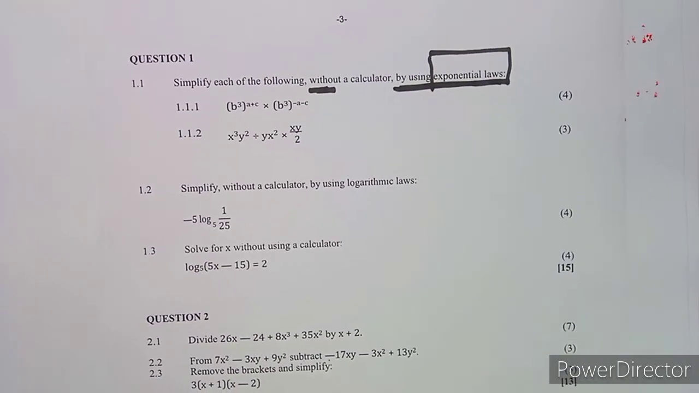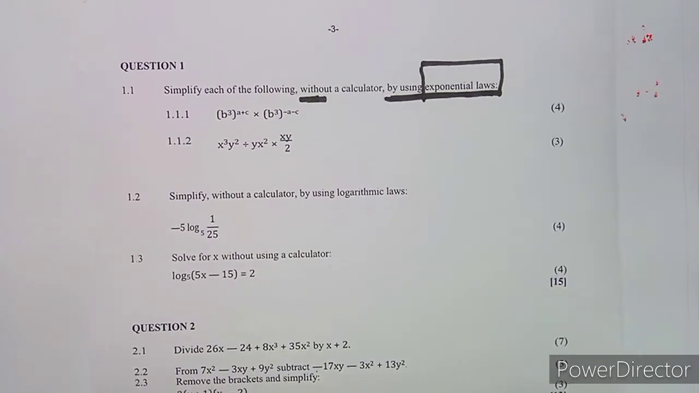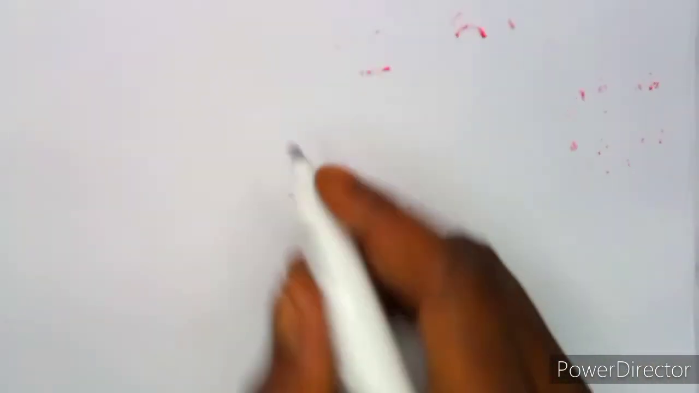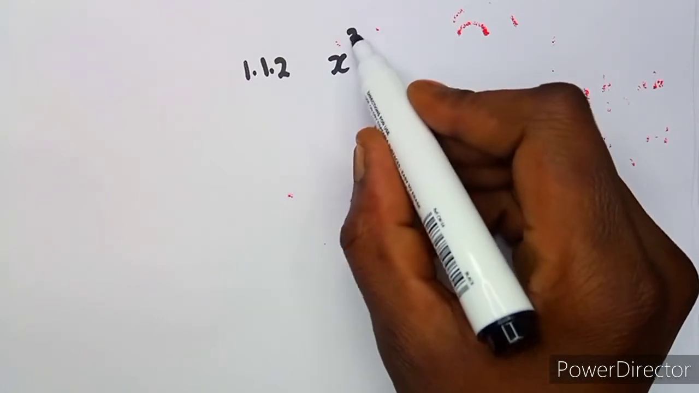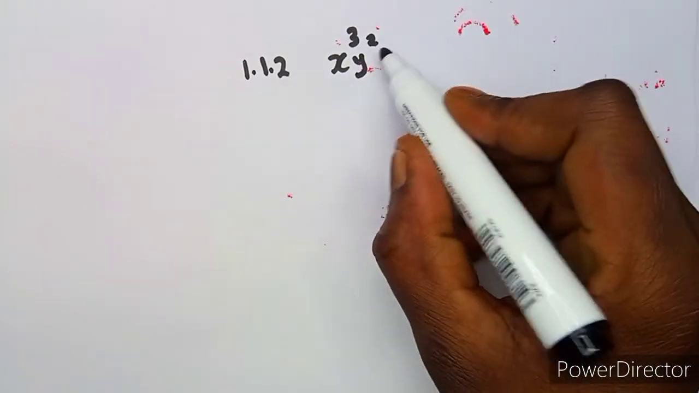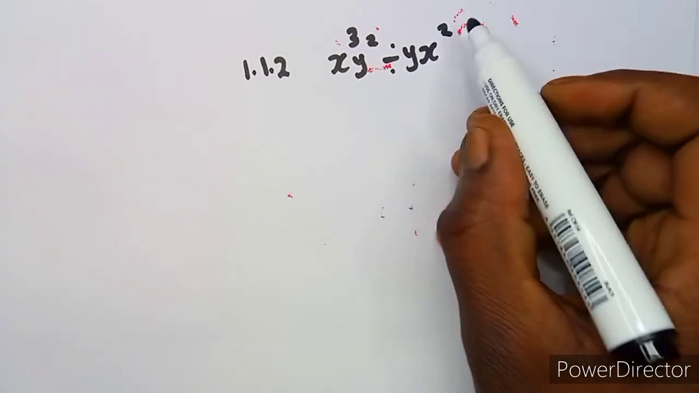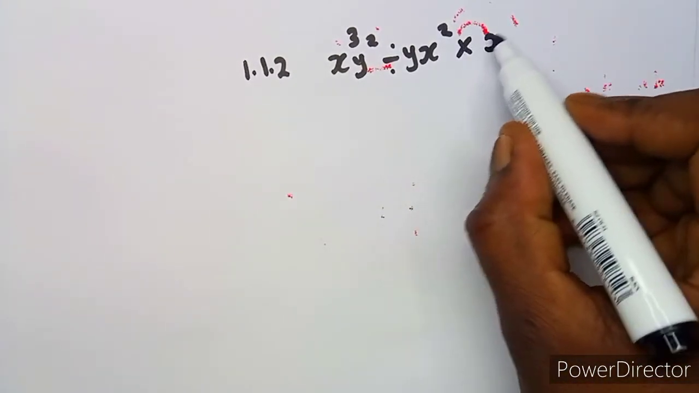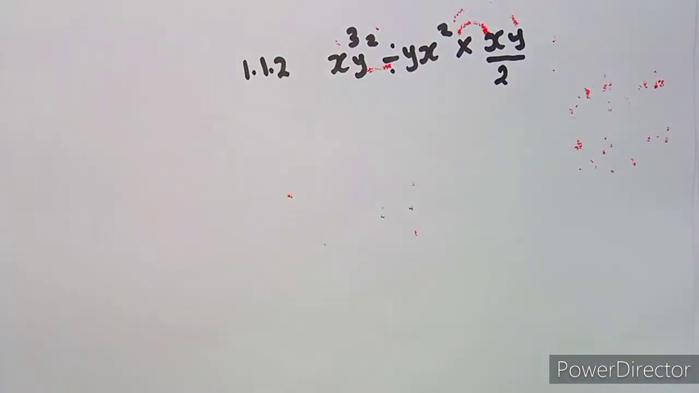So let's see the other part again, still simplifying, but this time we are given another expression, and we've got 4 marks for that. Okay, so let's just write our question. That's 1.12 in this case, which is x to the exponent of 3 y squared being divided by yx to the exponent of 2, times xy over 2. All right, this is what you're asked to simplify.